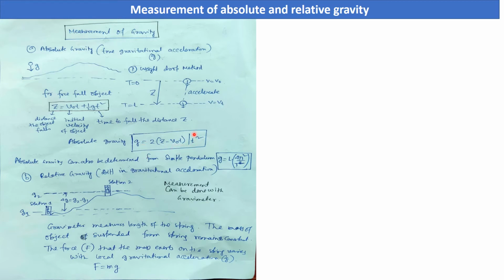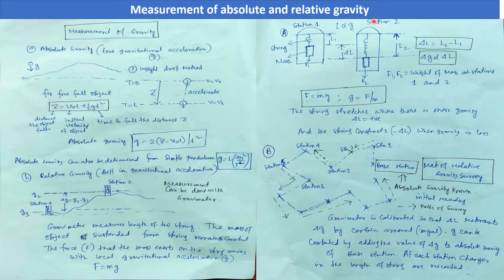If we know the free fall time t from the stopwatch, the initial velocity, and the distance covered, we can get the value of absolute gravity. Also, from the simple pendulum that I have derived, we can get the absolute gravity with the input of the length of the pendulum and the time period measured with the stopwatch. Now, in real field cases, relative gravity is more important than absolute gravity, that is, the gravity difference between two points. Here I will give you a glimpse so you can get an idea of how relative gravity is measured in the field.